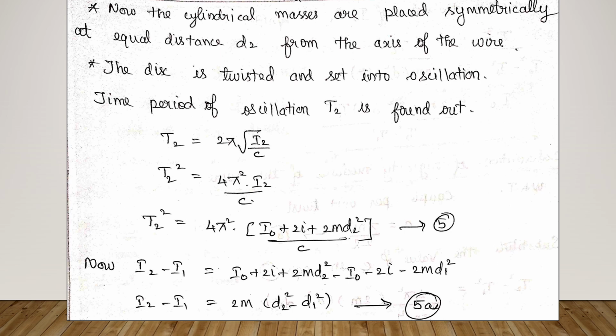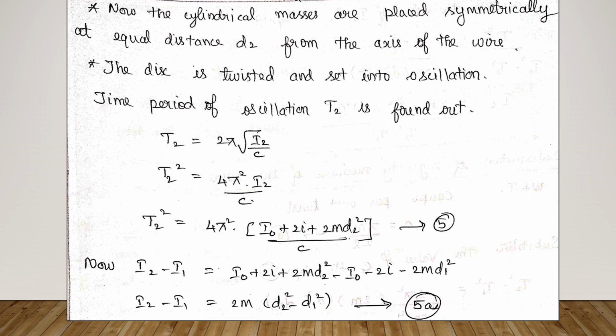Now the disk is again twisted and set into torsional oscillation. Time period of oscillation for one oscillation is noted. It is taken as T2. So T2 is equal to 2 pi root of I2 by C. Just remember, T0 is equal to 2 pi root of I0 by C. T1 is equal to 2 pi root of I1 by C. And now in the third part, T2 is equal to 2 pi root of I2 by C.